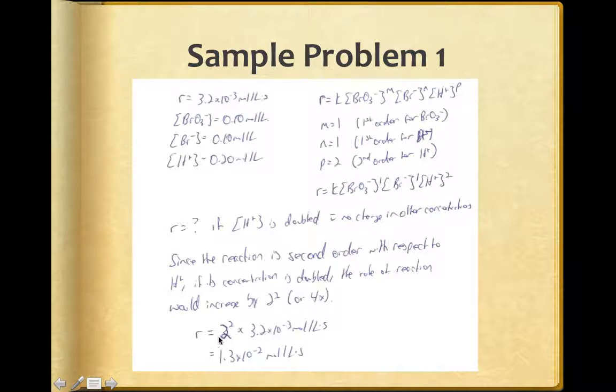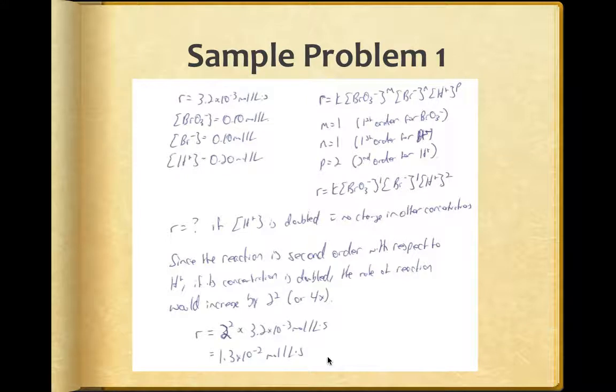So all I'm going to do is take the initial rate that we had of 3.2 times 10 to the negative 3 and multiply it by 2 to the 2, or 4, which gives us a new rate of 1.3 times 10 to the negative 2 moles per liter second. Okay, so we can use this to figure out how changing the concentration of one of the reactants impacts the overall rate of the reaction.